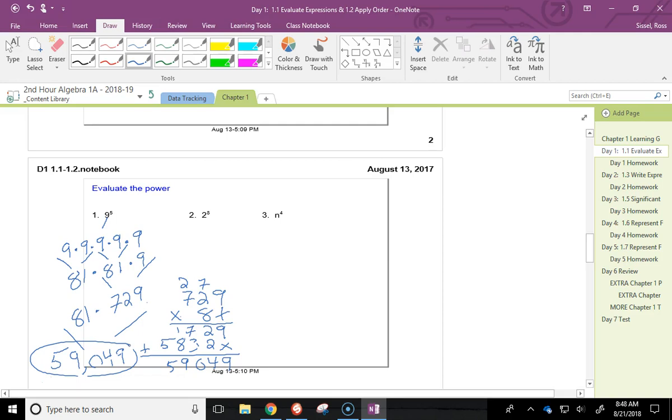Go ahead and do number 2. 2 to the 8th power. I'm not going to show all the work. I'm going to see if you understand it. Do you follow? What's your laptop? You don't have one? Okay, well, then you have to be doing this in your notebook. 2 to the 8th power.